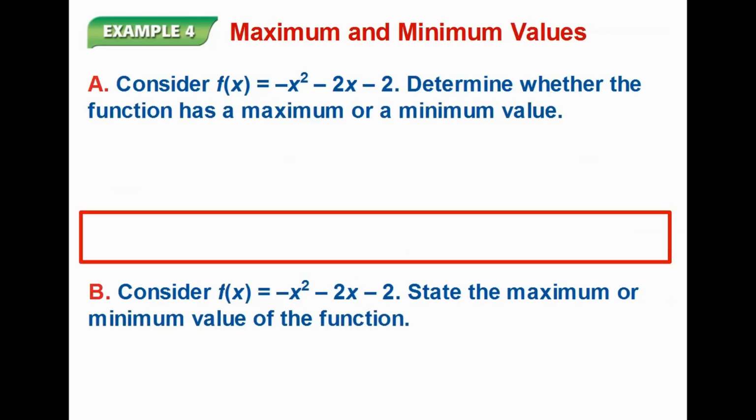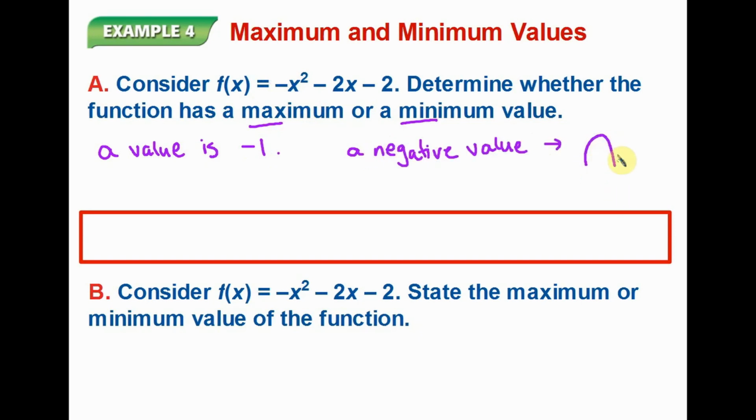Consider f of x is equal to negative x squared minus 2x minus 2. Determine whether the function has a maximum or a minimum value. In order to identify whether you have a max or min, we're going to look at the a value. In this case, a is the number in front of the x squared, where I only see a negative, which means it's going to be negative 1. If a is a negative value, then the parabola opens downward, looking like this, which will form a maximum. So I know this function will have a maximum value.